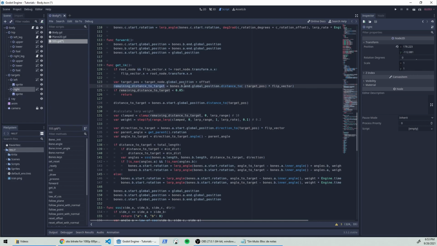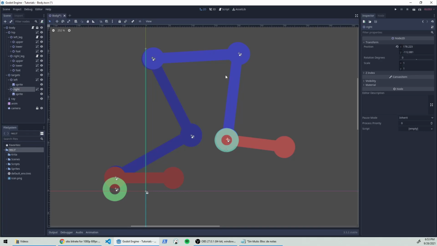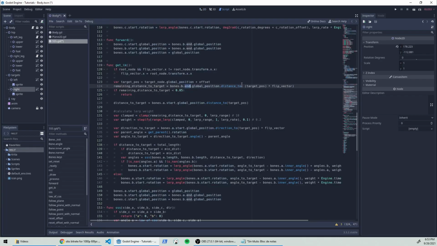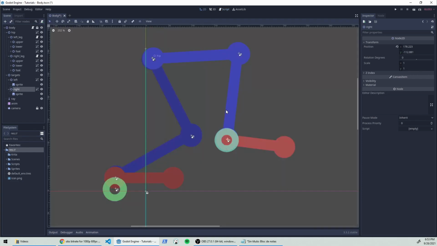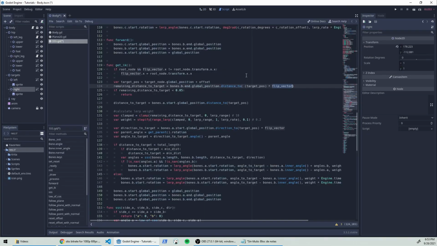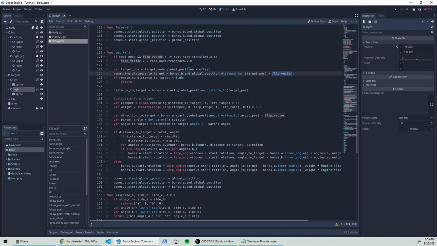The remaining distance to the target is just the bone B's end, so we get the distance to the actual target, and then we multiply by the flip vector. I actually don't need to do this here. I don't know why that's there, but if I remove that, it's going to work, because the distance is not going to change if it's pointing here or if it's pointing here. It's really not going to change, so you could just take that off, but I'm going to leave it there just to make sure nothing breaks right now.